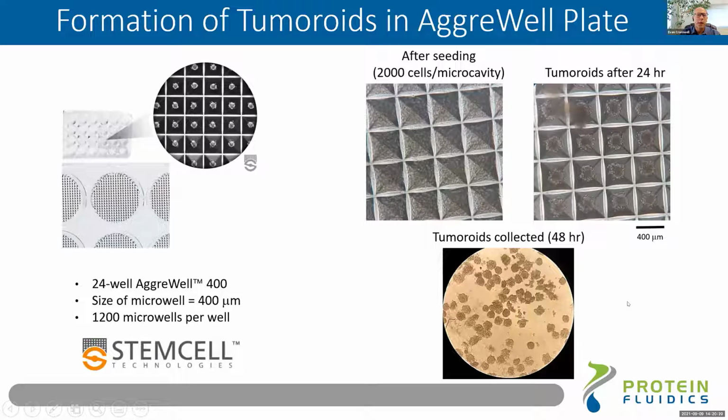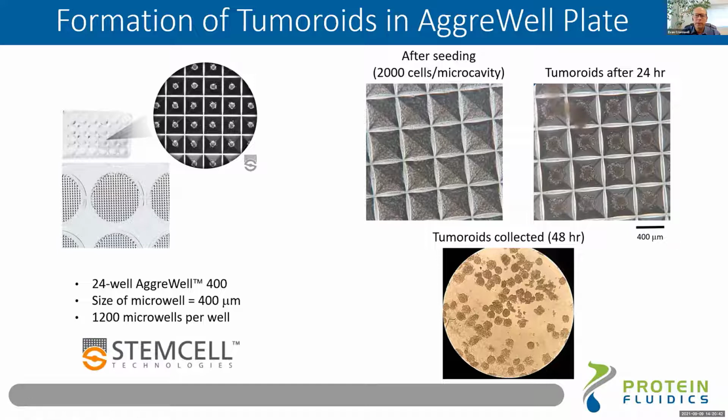We've been using a multi-cavity device. This is the AggreWell plate from STEMCELL Technologies. Corning has their Elplasia plates, and there are some other devices that are similar to this. This device works well for us because we can seed the cells, around 2,000 cells per microcavity, and these microcavities are 400 microns by 400 microns in size.